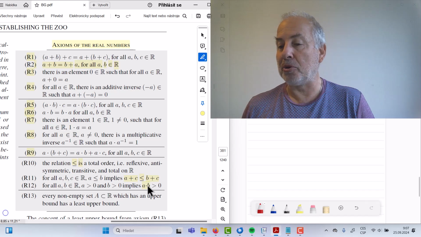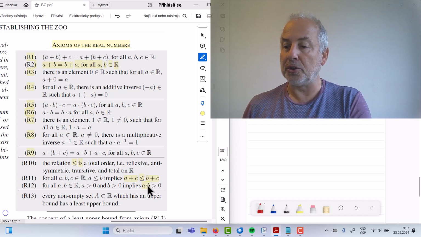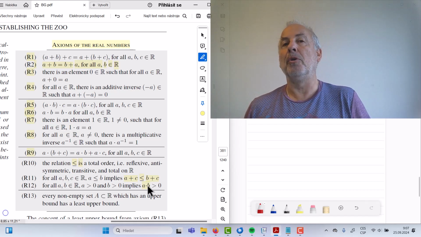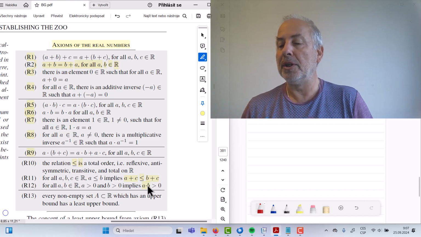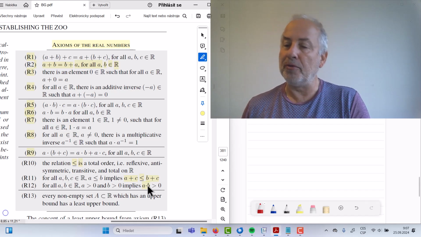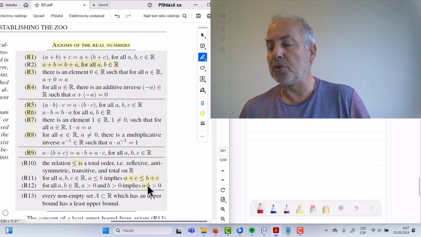So rational numbers would satisfy all the first 12 axioms. The complex numbers, not, right? There is no ordering on the complex numbers which would satisfy this, and this can be proved. We shall come to that soon.